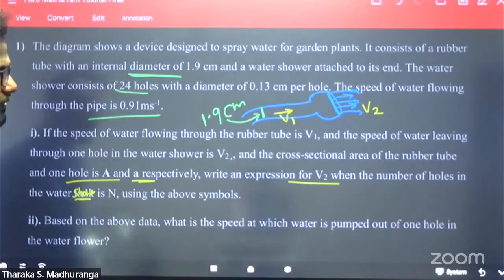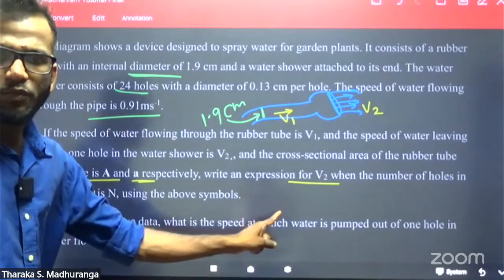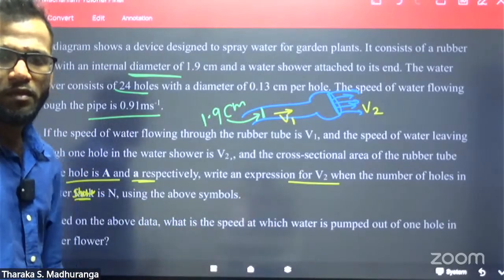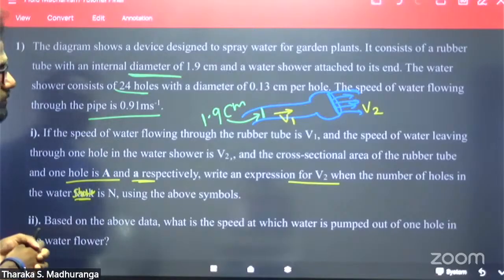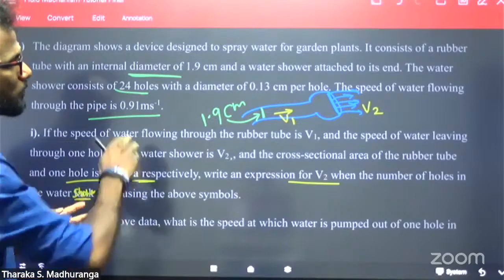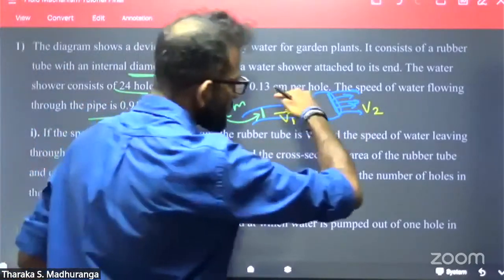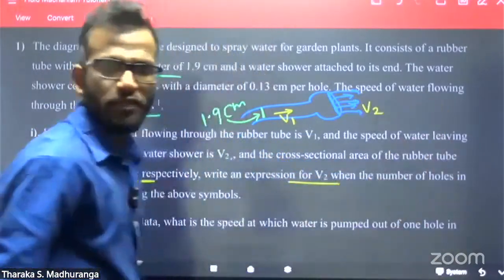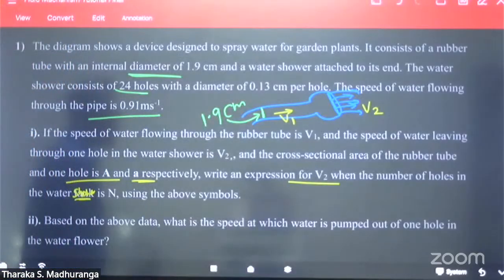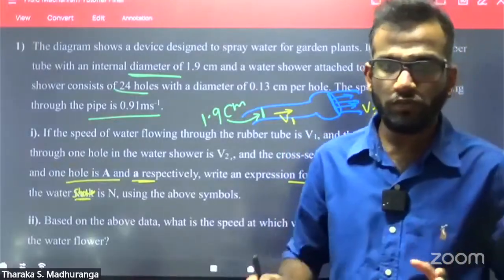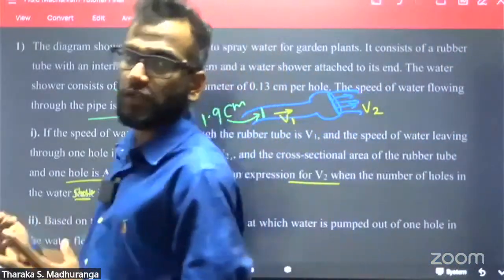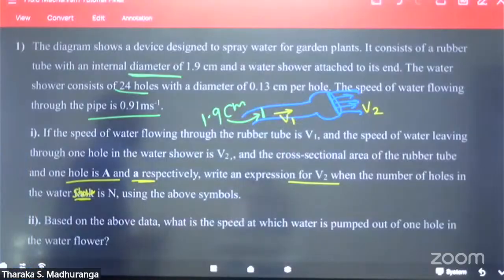Okay, I need an expression for V2. Can you get this? What is V2? The rubber tube velocity is V1. V2 is the speed of the water leaving out. I need an expression for V2. Okay, can you get it?